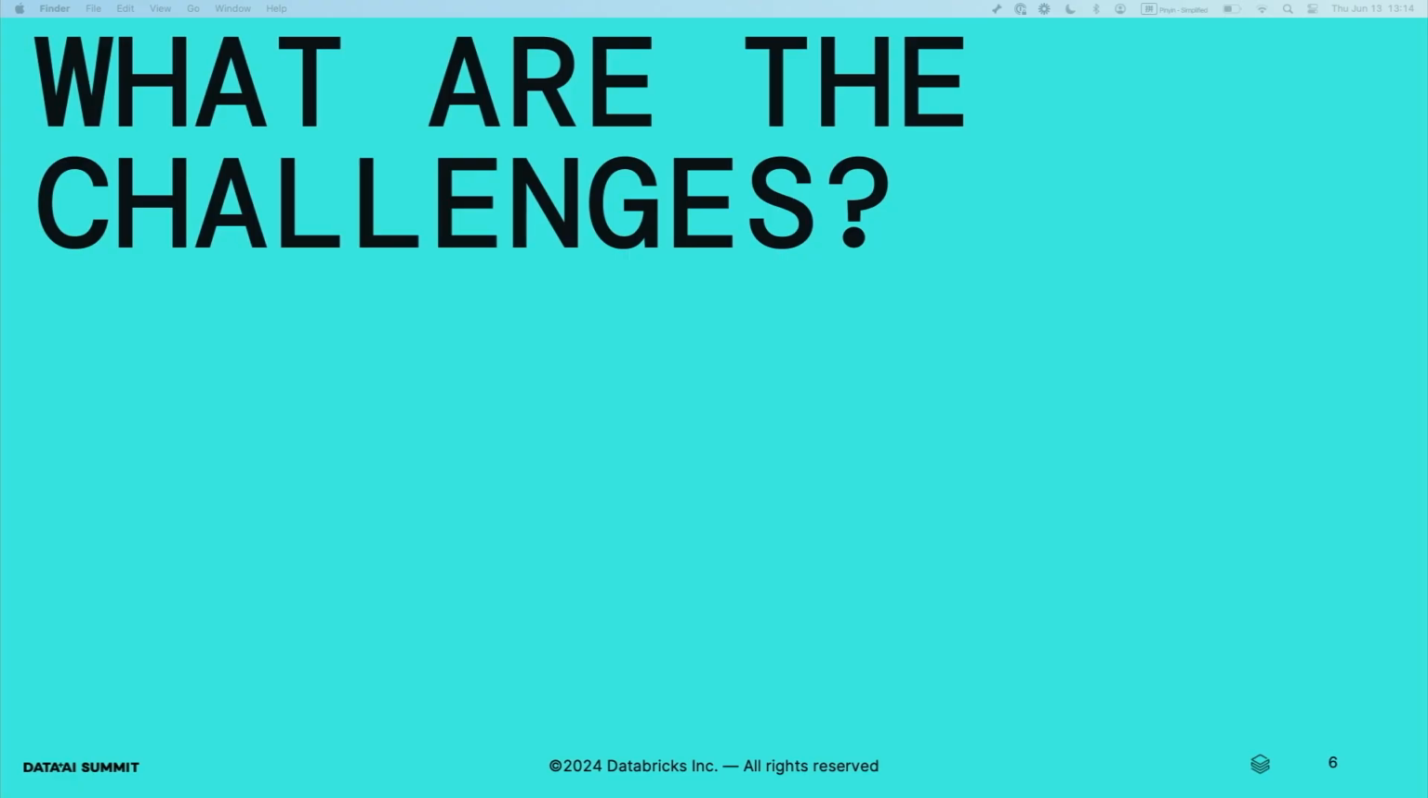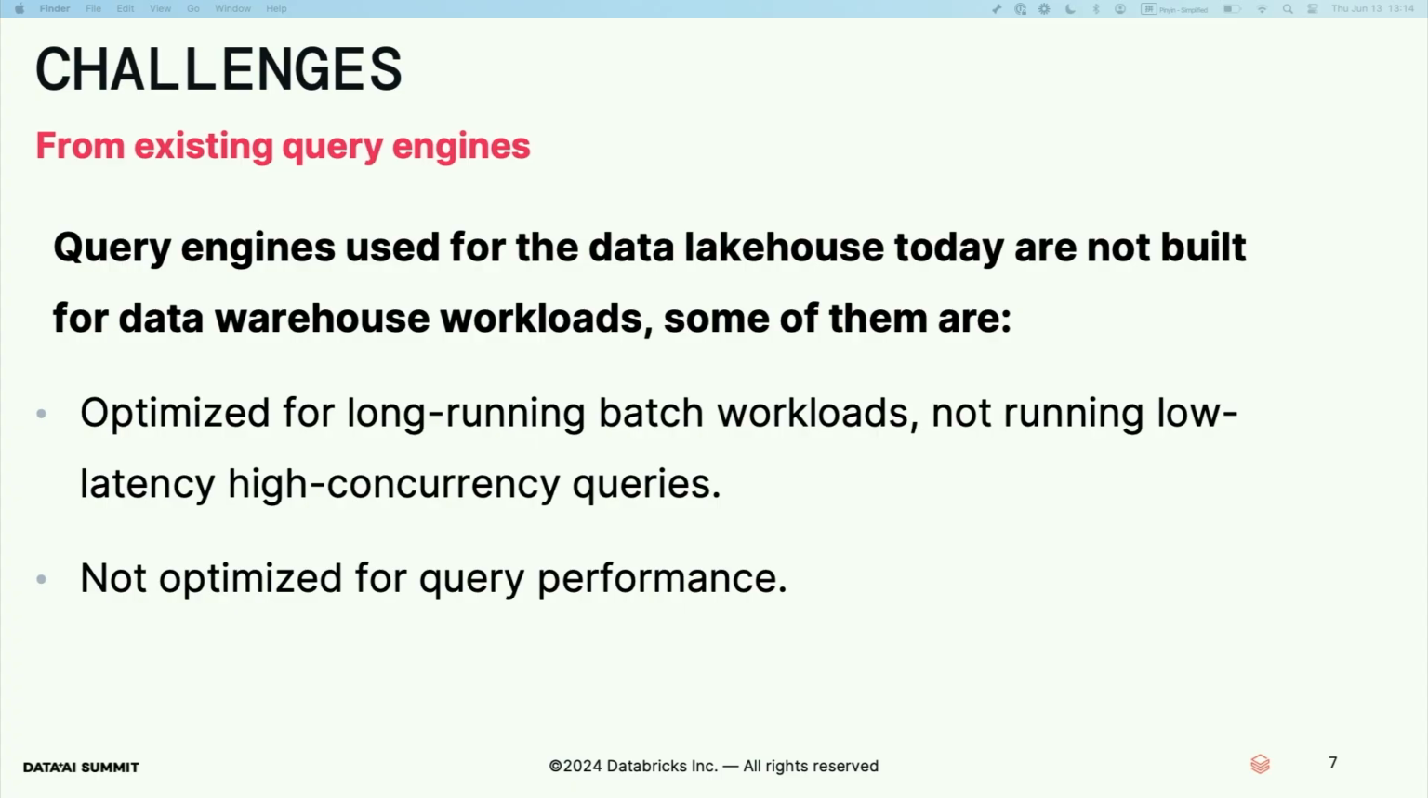So what are the challenges? Why is running fast queries on lakehouse that difficult, or why are people not doing that yet? On a higher level, query engines that are used for data lakehouse today are not really built for data warehouse-like workloads. Some of them are optimized for performance, but they're optimized for long-running batch workloads, like long ETL workloads that run for hours or even days. Stability, not low latency, high concurrency. Or they are optimized for something else instead of performance, right?